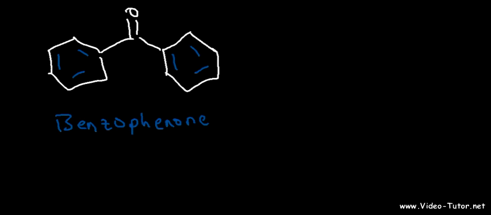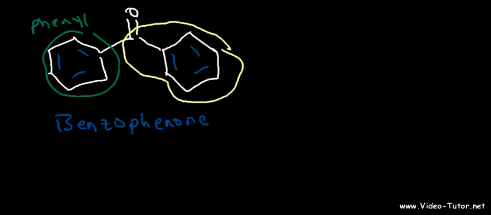Now phenyl is a benzene ring, 6 carbons as a substituent, but benzyl is 7 carbons. It's the benzene ring plus 1 carbon on the outside. So if this is the phenyl part, that's the 6 carbon benzene ring, the benzyl would include this benzene ring with this extra carbon on the outside, because benzyl represents 7 carbons, and plus we have a ketone, so thus we have the "-one" part of the name. So those are some things that you just need to know.